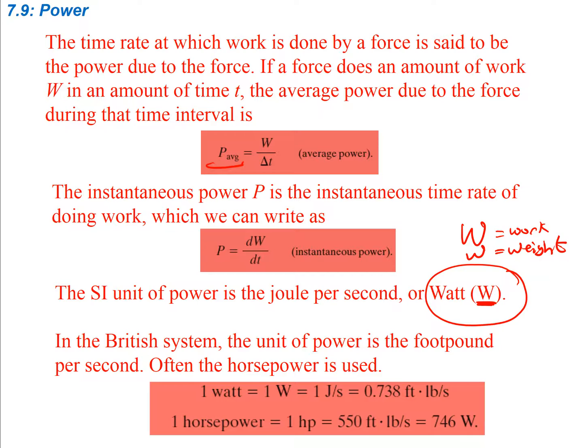Now, in the British system, the unit of power is the foot-pound per second, and often we use horsepower, especially when we're talking about vehicles. All right, so again, if you have 1 watt, it's going to be 1 joule per second. Converted to foot-pound per second, you have your conversion factor there, 0.738. 1 horsepower is going to be 550 foot-pounds per second, or roughly 746 watts.